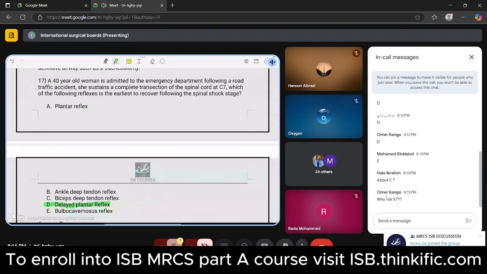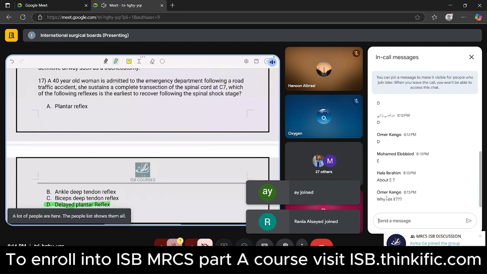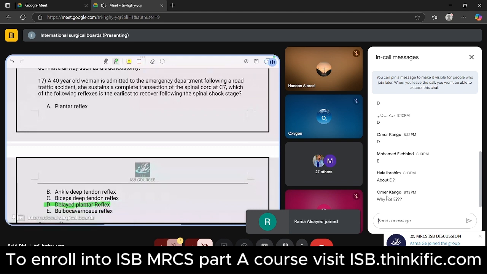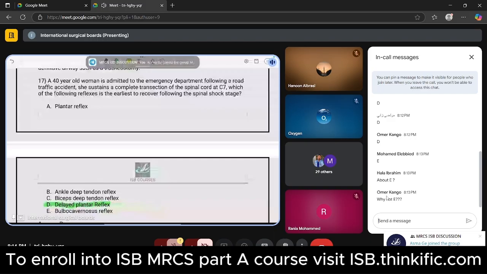You can check that in the reference for this question, which is PubMed. Of course, it's a recognized authority all over the world. According to them, the delayed plantar reflex is the earliest one to return, followed closely by the bulbocavernosus reflex. But for clinical purposes, the bulbocavernosus reflex is more important. But it's not the first to return. That's the thing.